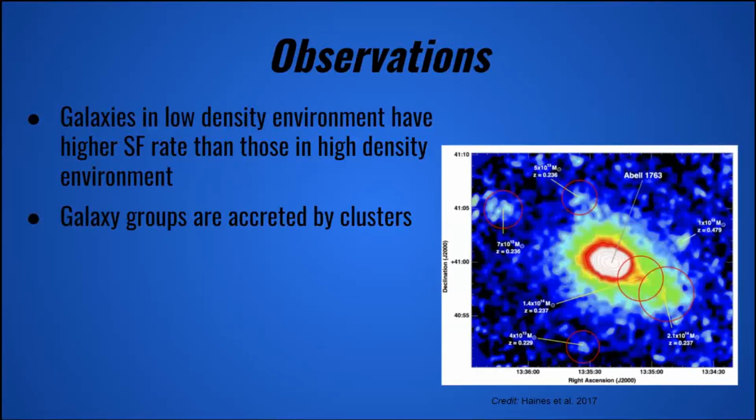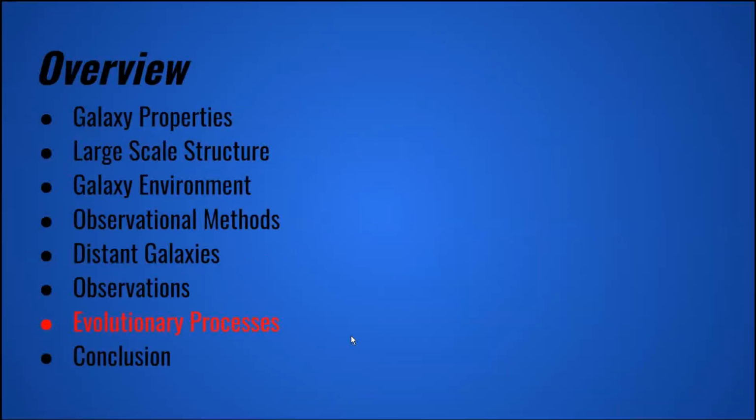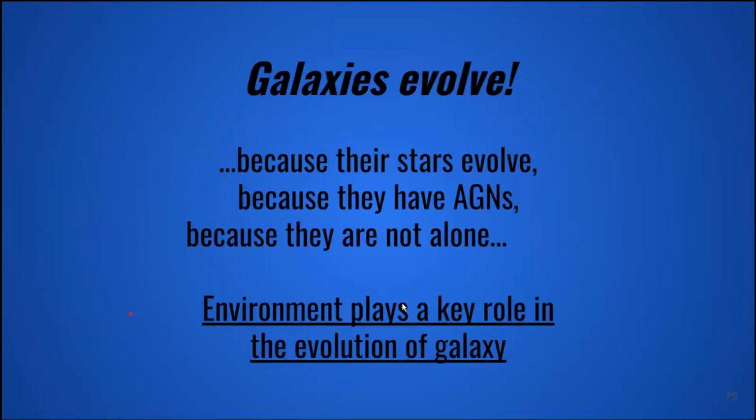Sometimes we see groups falling into clusters, and sometimes we see spirals, which I said earlier were always star forming, not forming stars and being very, very red. So what causes this? Well, this evidence shows that environment is probably the main player in the evolution of galaxies. Surely stars will evolve, surely AGNs will happen, but the interactions seem to be the most important thing.